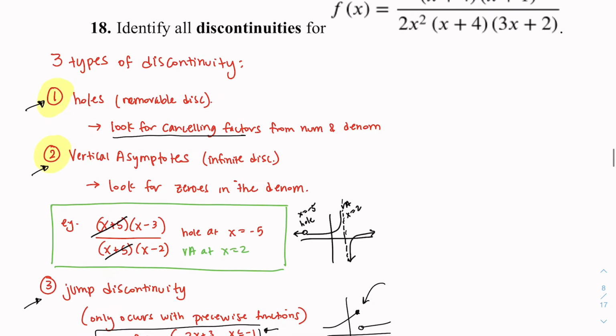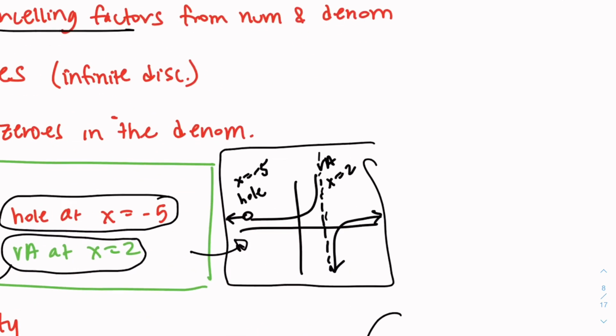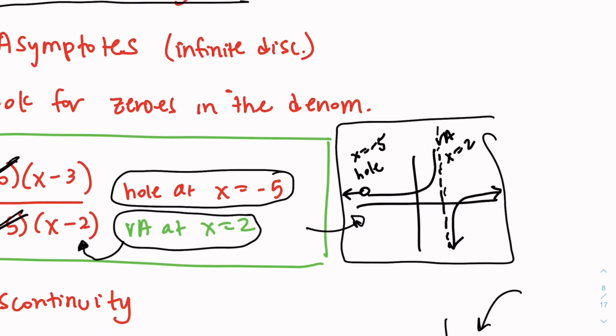As we said before, you'll have a hole where the factors canceled, so in this case at x is -5. You'll have vertical asymptotes at the roots of the remaining factors of the denominator, in this case at x equals 2. And this is what the graph would look like. Hole at -5, vertical asymptote over here at 2. Okay, that should give you a visual of what's going on.